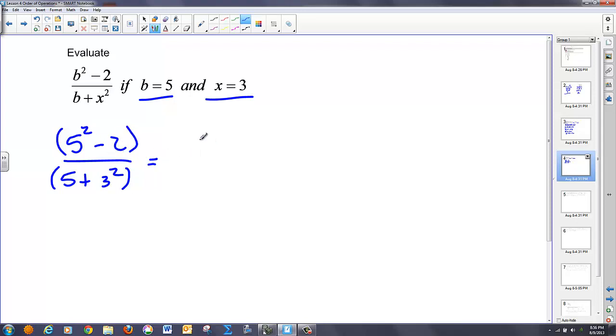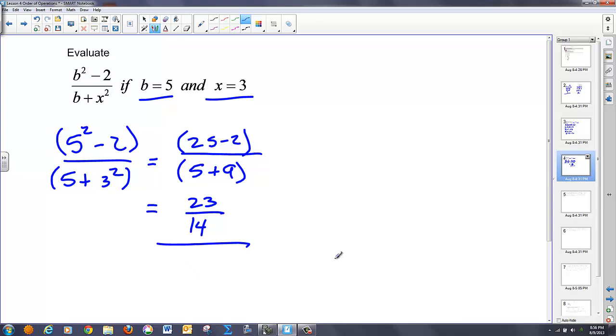Therefore, within these parentheses, I have 5 squared, which gets me 25 minus 2, and then 5 plus 3 squared, or 9. 25 minus 2 ends up being 23, and 5 plus 9 is 14, and we're just going to leave that as is. We aren't going to convert to a decimal, sorry. The only time we're going to actually use decimals is when a problem asks us to round to a specific decimal place. Otherwise, we'll keep everything in improper fraction form, reduced.